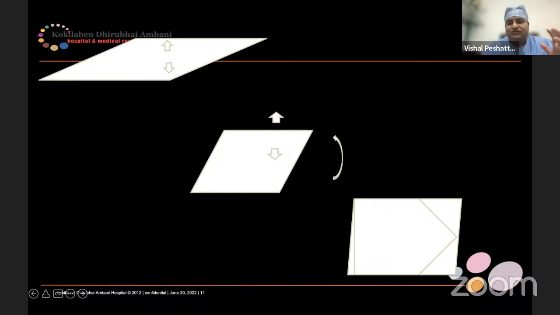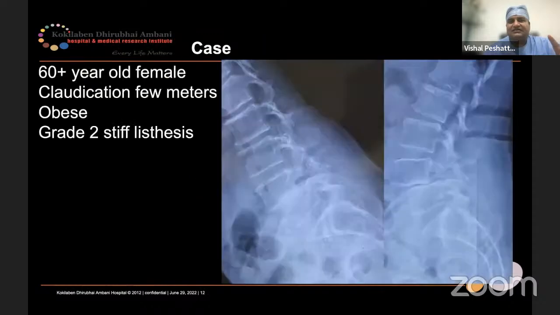So when you put in the screws, they are torque neutralizing and not load bearing or load sharing. So the chances of the implant failing in this case is less. If you have understood this concept, the chances of your listhesis surgery going very safely is good.